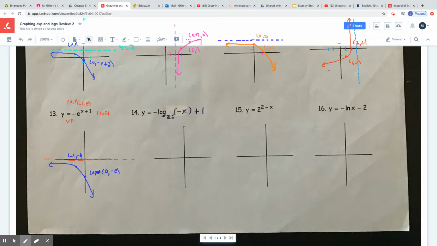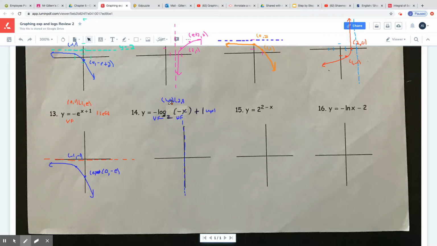All right, 14. Log base 2 graph. All right, so we have 1, 0, 2, 1. We got a lot going on here. We have a vertical flip. We have a negative X, which means we have a horizontal flip. And we are moving up 1. Now nothing left or right, which means our vertical asymptote is still at 0.